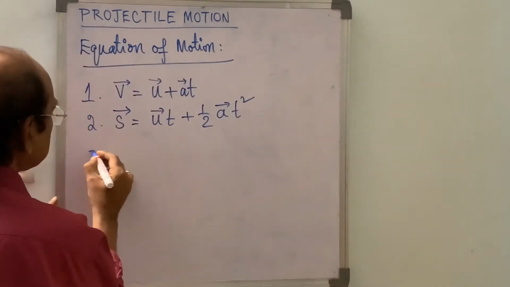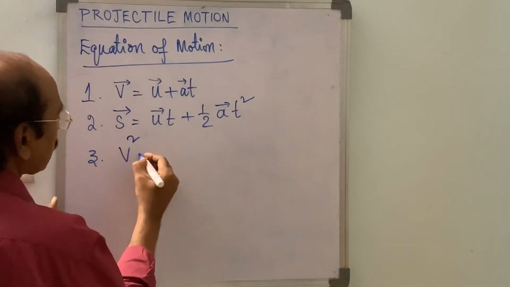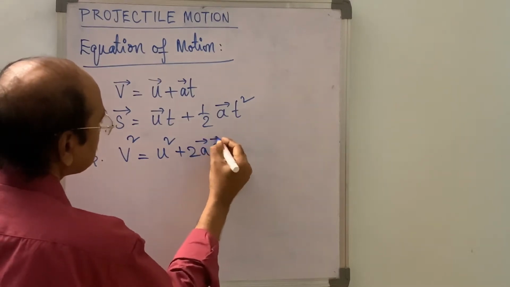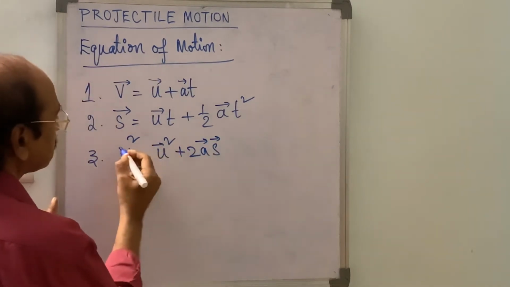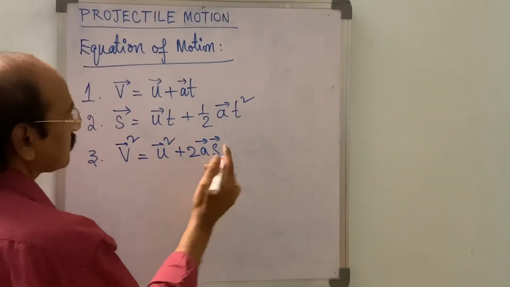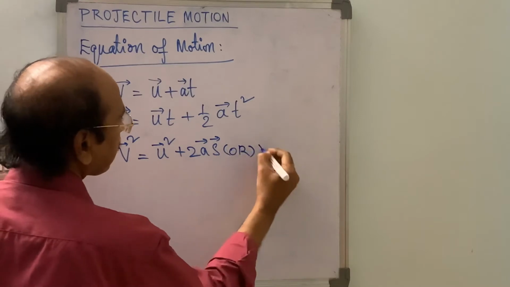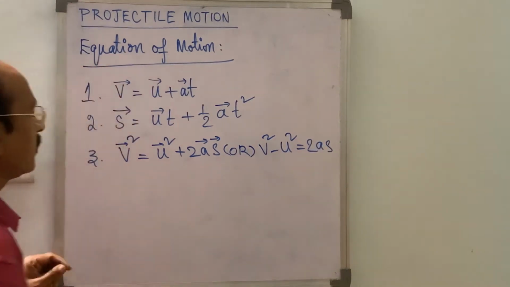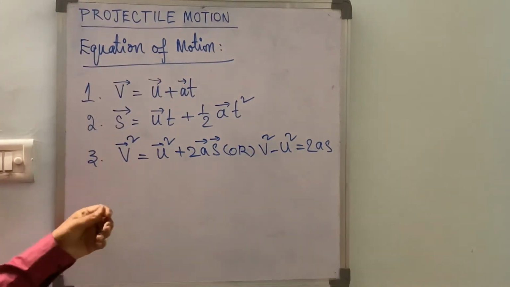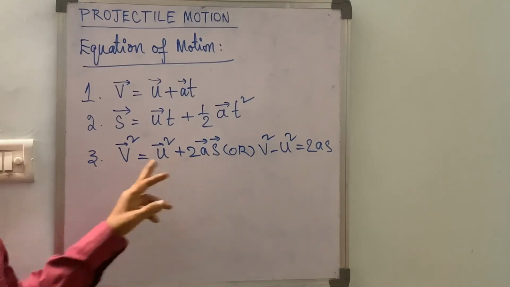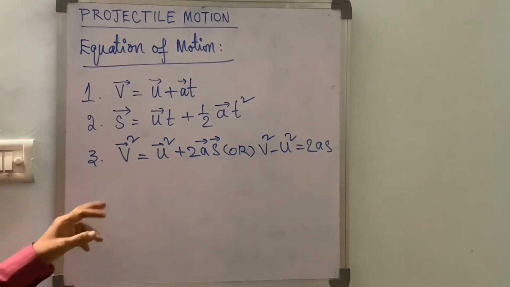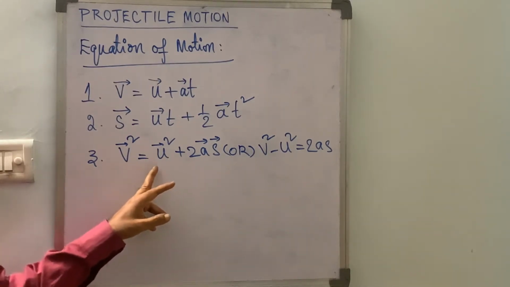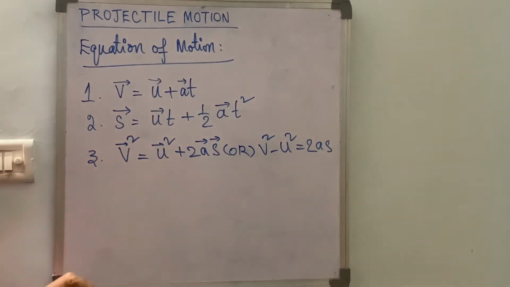Third equation is v square equal to u square plus 2as. This expression also gives the final velocity. It connects the initial velocity, acceleration, distance and final velocity. So acceleration a bar here. Final velocity v is obtained by taking the square root of u square plus 2as.